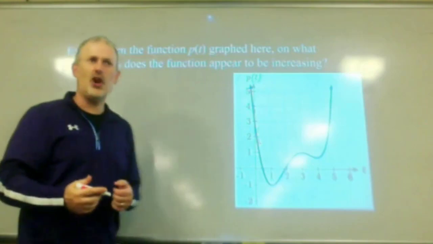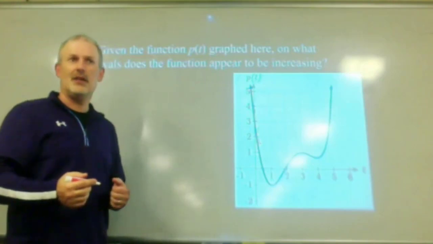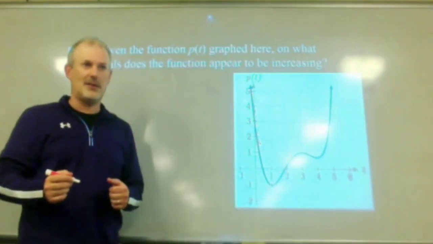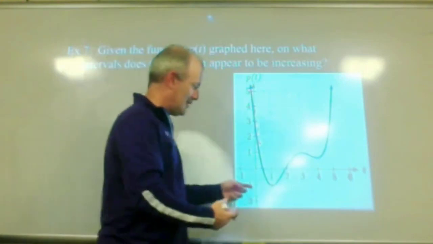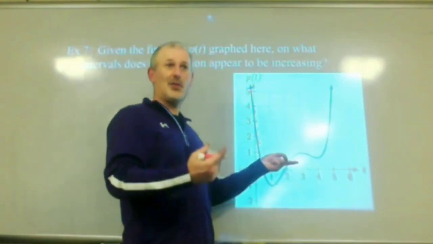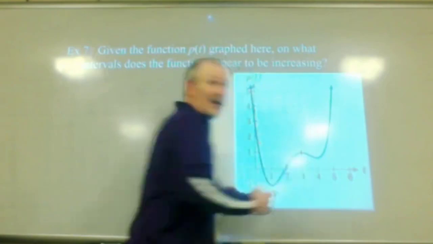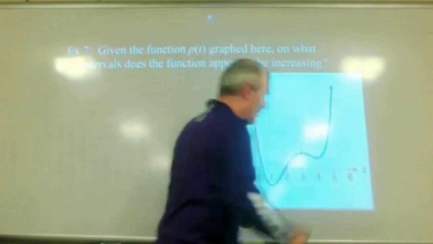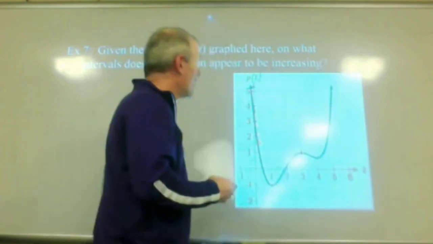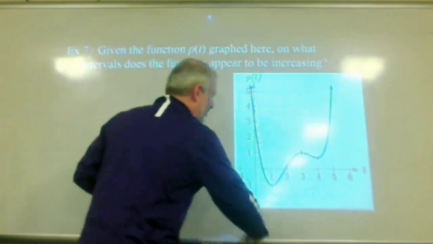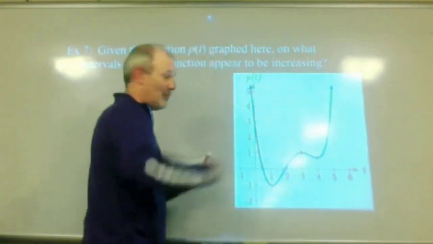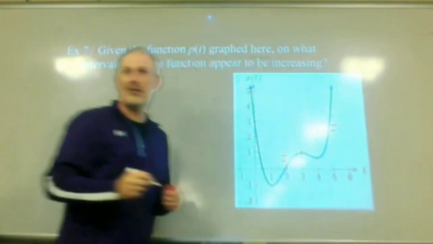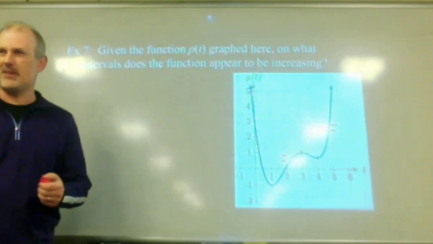Now, how long does it go until it stops decreasing? It goes to that point right there, right? Does that make sense? And then it starts doing what? Increasing until where? Right about there, right? And then it starts decreasing again until about right here. And then it starts increasing. So the question says, when does the function appear to be increasing? And again, it's always left to right. So it looks like it's increasing here and then again here. Does that make sense?